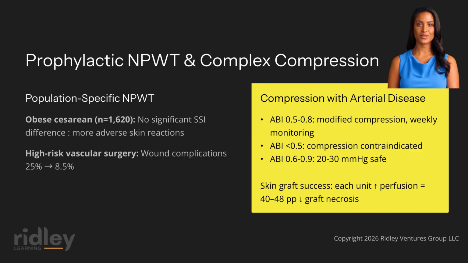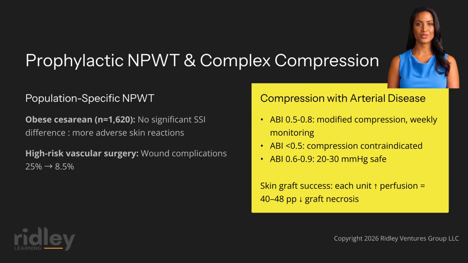In patients with severe arterial disease with an ABI below 0.5, compression therapy is contraindicated because of the risk of further reducing arterial flow. Reduced compression of 20 to 30 millimeters of mercury is successful and safe for venous leg ulcer healing when the ABI falls between 0.9 and 0.6, though caution is advised when the ABI is less than 0.6 because this indicates an arterial anomaly requiring revascularization.